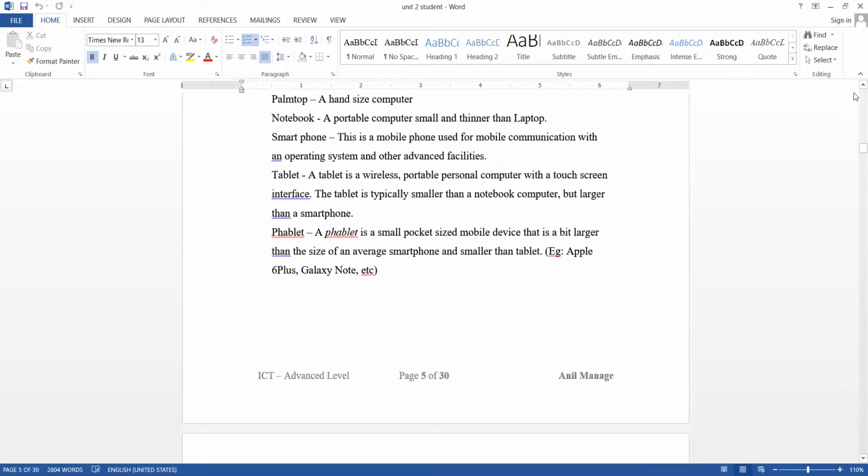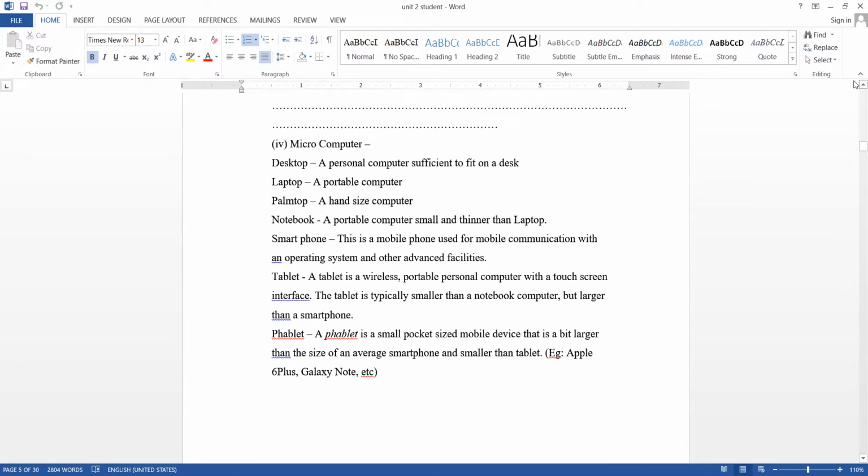Okay, if you go through this one, microcomputers, right? Now, microcomputers means normal computers that we are using in day-to-day work. So we have different categories: desktop, personal computer, laptop, palmtop, notebook, smartphones, tablet, and phablet. That is a small pocket-sized mobile device, but it's larger than the average smartphone. But nowadays we can't find them, right? Find in the sense we can't separate them. All are just coming like the smartphones, right?